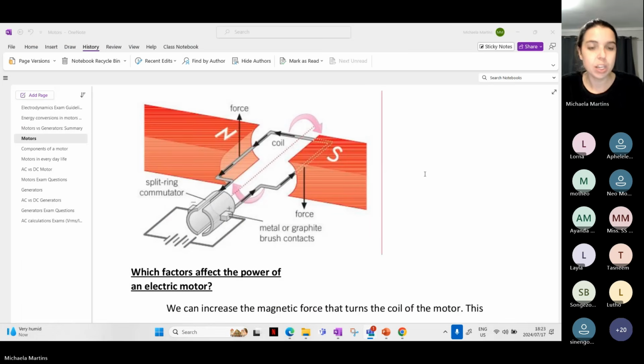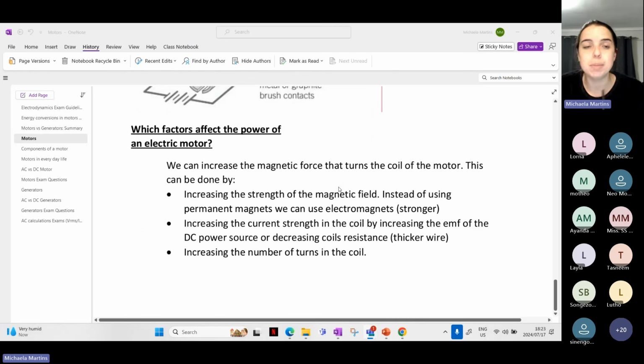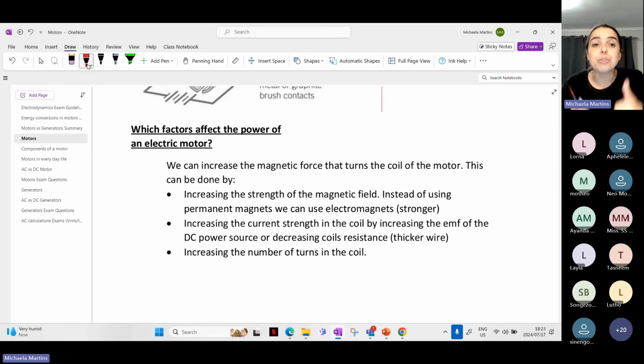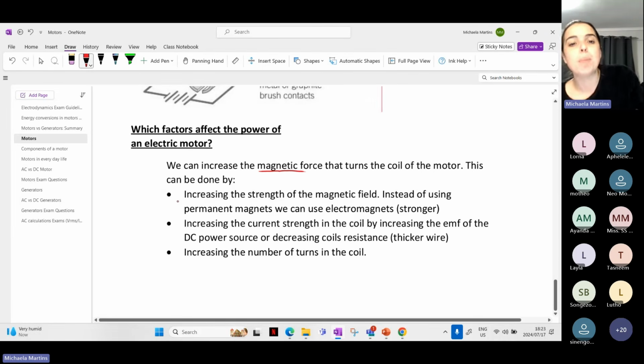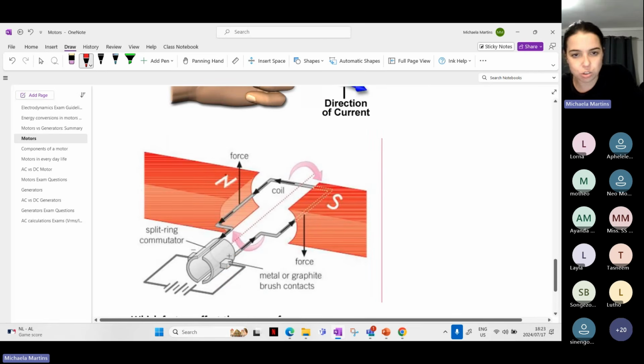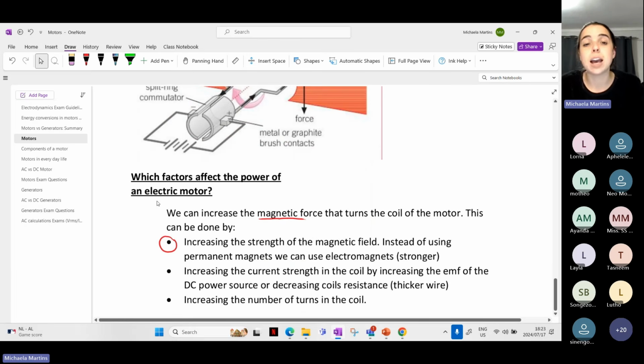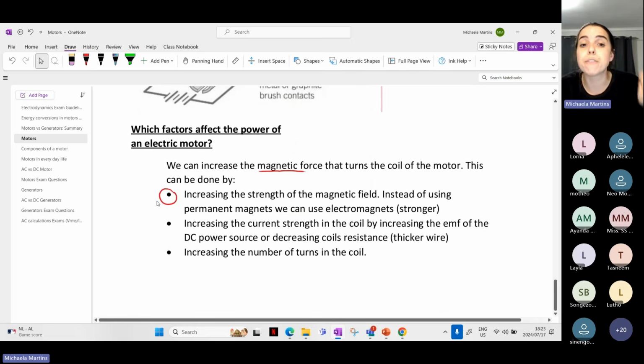Some additional things that you could be asked in the exam is what affects the power of an electric motor? So how can we increase the force on the motor? We can increase the magnetic force that turns the coil by increasing the strength of the magnets. We use stronger magnets because think about it. If the magnets are stronger, the magnetic field is stronger. So the two magnetic fields that interact with each other will produce a stronger force.